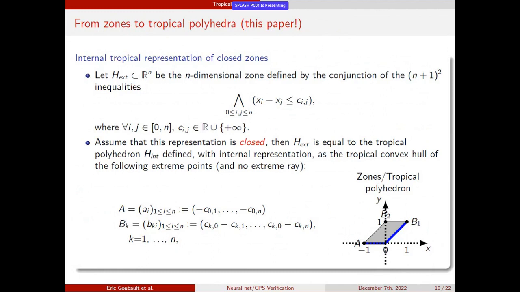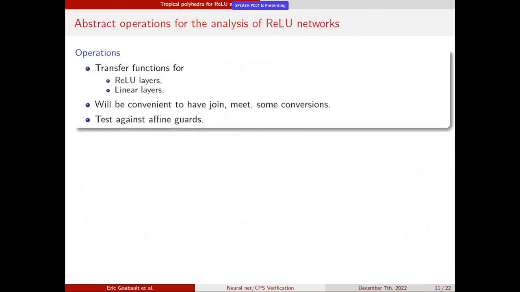Right. So I told you what tropical polyhedra are and why we want to use them. But now, let's actually use them to do abstract computation. So we want to do abstract computation on ReLU neural networks, so we are going to need a few operations. We are going to need transfer functions for the ReLU layers, for the linear layers. It will be convenient for us to have joins, meets, some conversions.